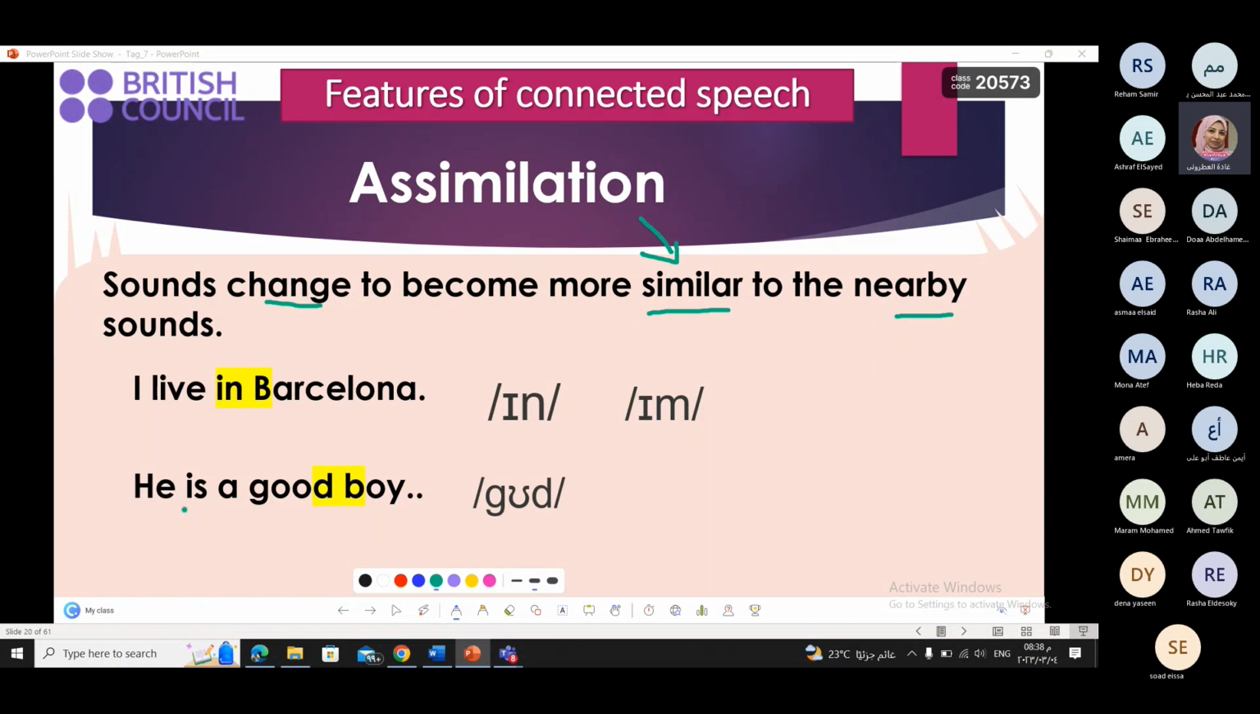If it is read separately, it is good. But if it is read with assimilation, when we change these sounds to be similar, it will be good boy. He is a good boy. So it changes according to the nearby sound or the next sound. So there are no boundaries here.